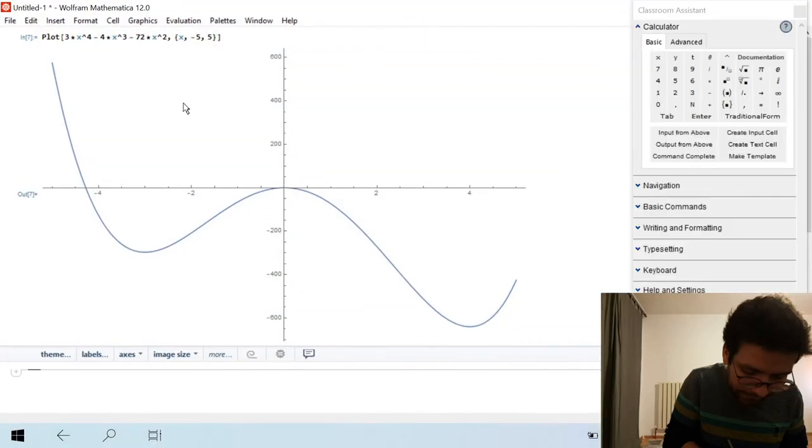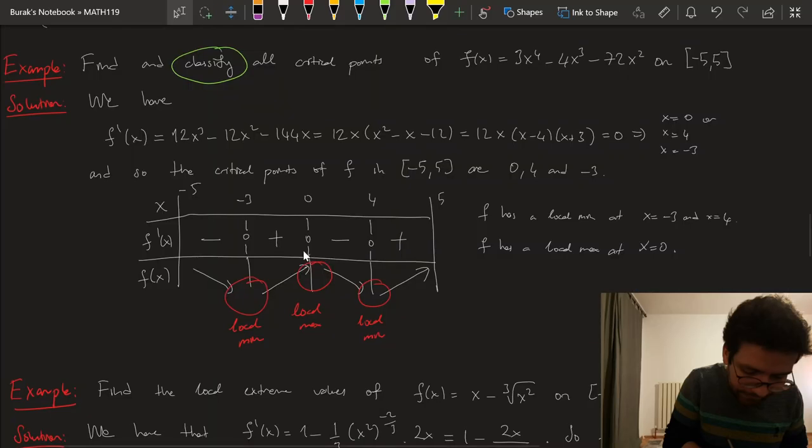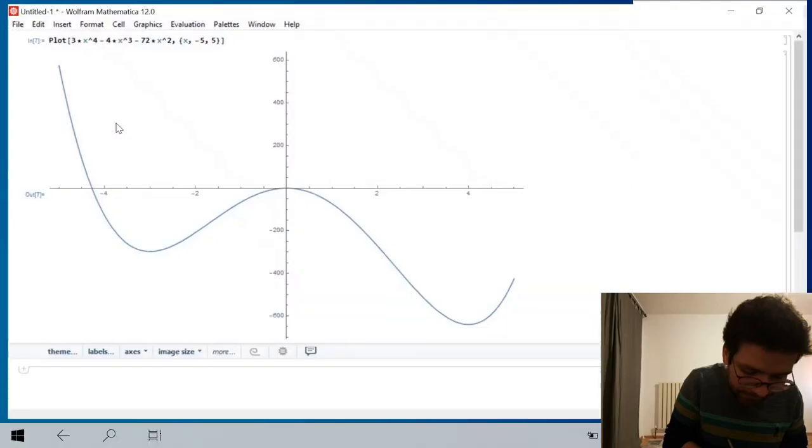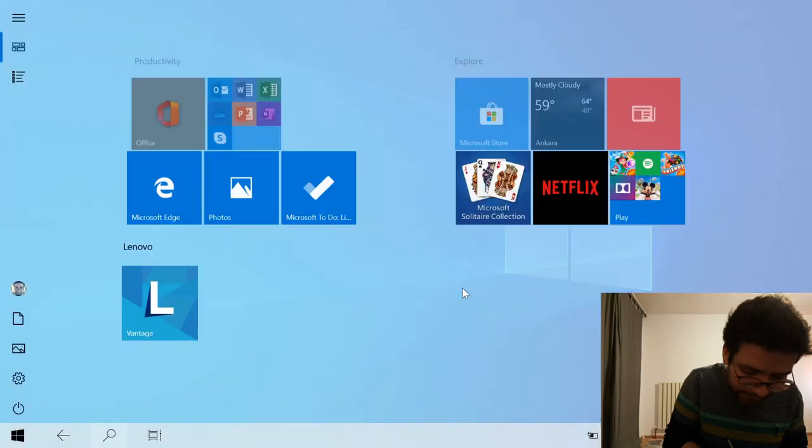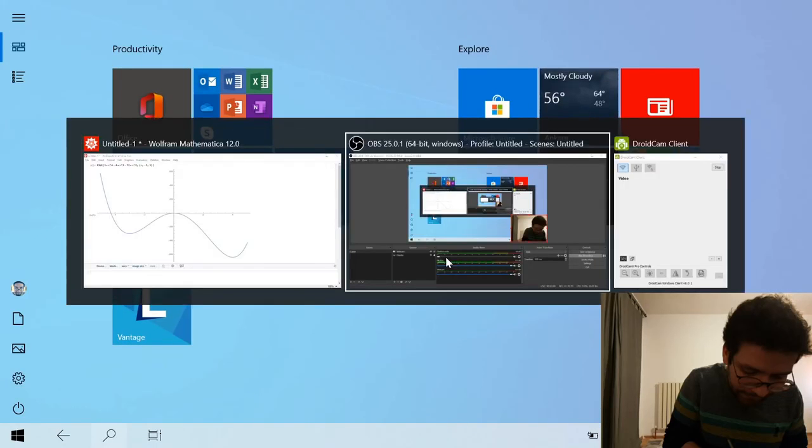So let's look at this. I see a local maximum here, I see a local maximum at 0, and I see a local maximum here. And we had a local maximum at the endpoint, but this question didn't ask about endpoints, so I ignored that. So my function is decreasing, increasing, decreasing, increasing. And this point is -3, as you can see, and this point is 4, as you can see.